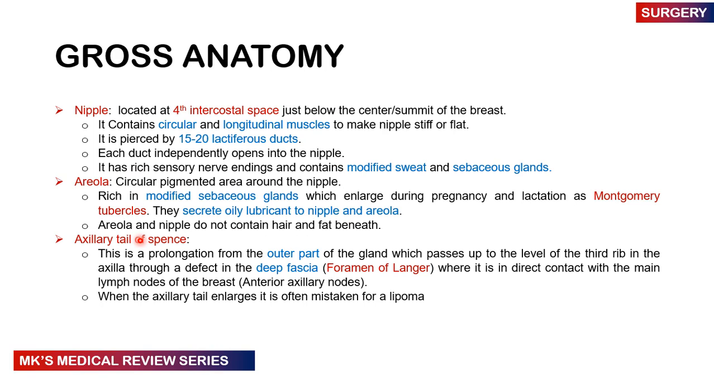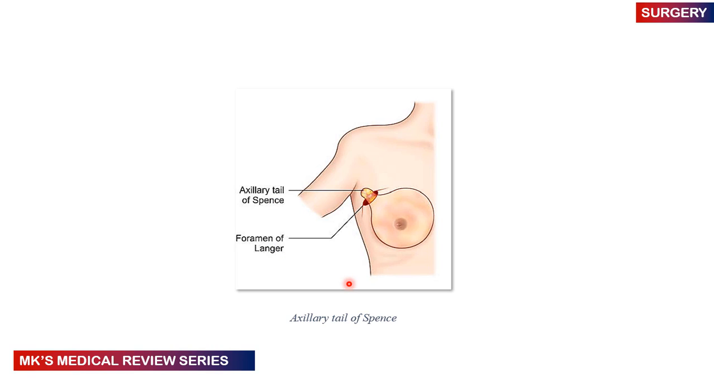Then the outer part of the breast actually extends into the axilla, which we refer to as the axillary tail of Spence. This is pretty much a prolongation of the outer part of the gland, and it passes up at the level of the third rib into the axilla through a defect in the deep fascia, which is known as the foramen of Lange. This is actually in direct contact with the main lymph nodes of the breast, the anterior axillary lymph nodes. So when the axillary tail enlarges, it may even be mistaken for a lipoma. So this is the axillary tail of Spence. And of course, this is the foramen of Lange, which is a defect in the deep fascia.